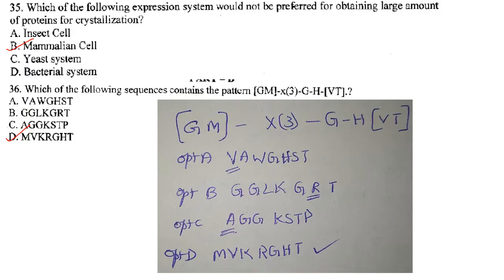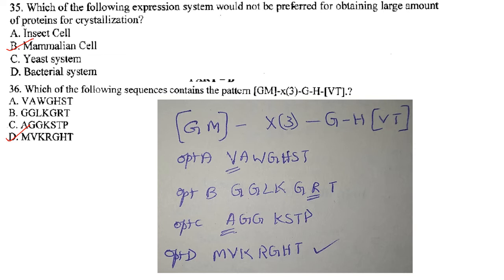Then next one. Which of the following expression system would not be preferred for obtaining large amount of proteins for crystallization? So it is the case of mammalian cells, that is option B. Why? Because as compared to insect cell, glycosylation in mammalian cells results in attachment of large and complex glycans to the expressed protein which interfere with the crystallization. So the answer is option B, that is mammalian cells.